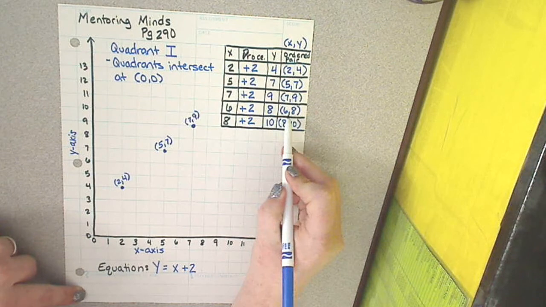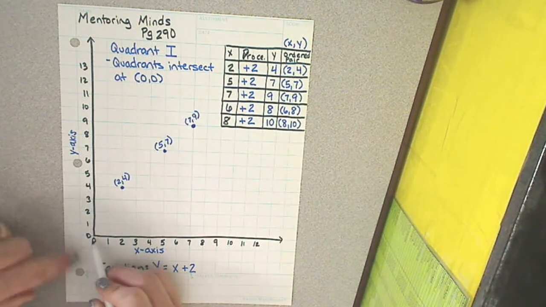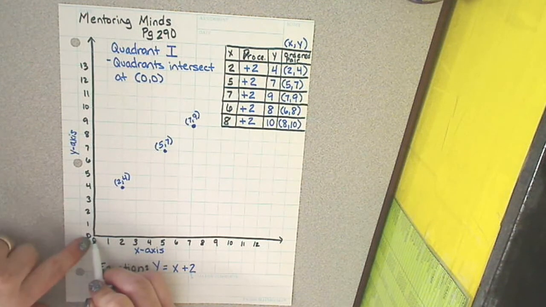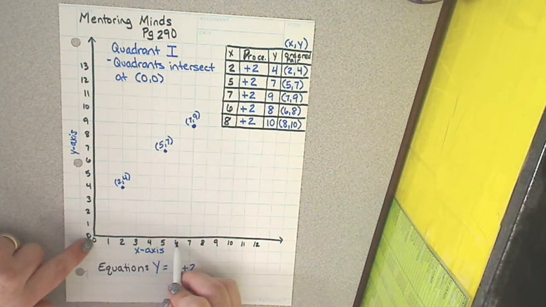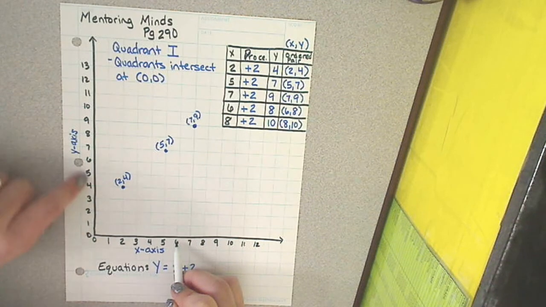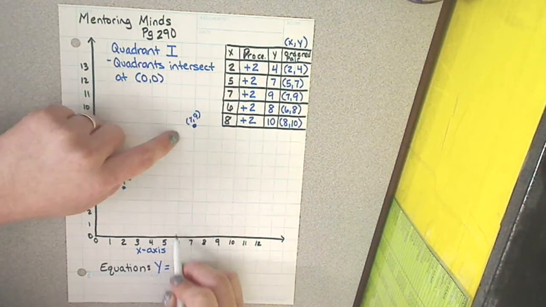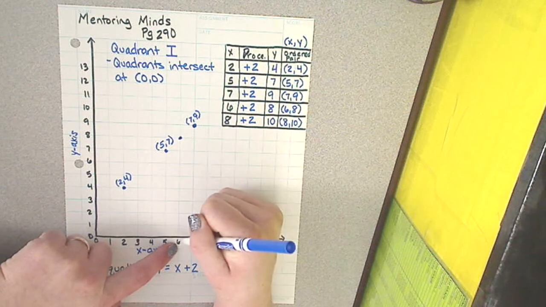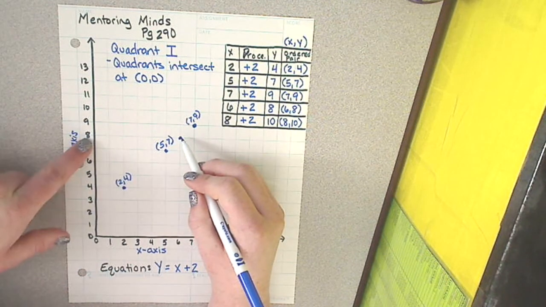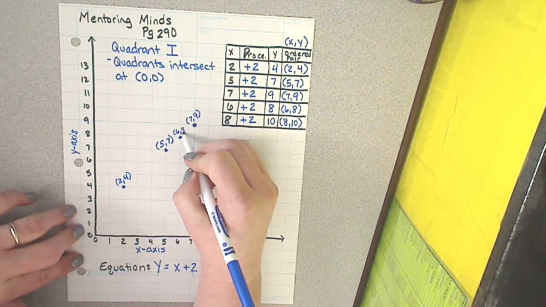Now to graph my next ordered pair, which is 6, 8. Start at where the quadrants intersect at 0, 0. Go horizontally until I find the 6 on my x-axis. Go vertically until I find the 8 on my y-axis, and then find where the two intersect. So if I go down, I can find the 6 on my x-axis, go this way to find the 8 on my y-axis for 6, 8.